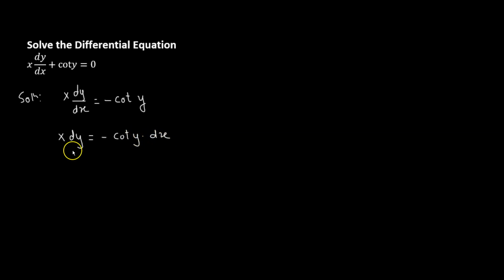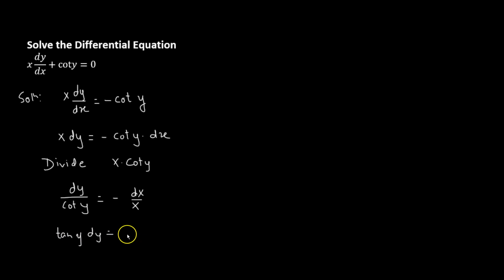So the next step will be to make the coefficient of dy entirely a function of y and the coefficient of dx purely a function of x. So that means we need to divide both sides by the product x times cotangent of y. So that should give us dy over cotangent of y equals negative dx over x. So for the term on the left hand side, we have 1 over cotangent of y, which is simply tangent of y dy equals negative 1 over x times dx.